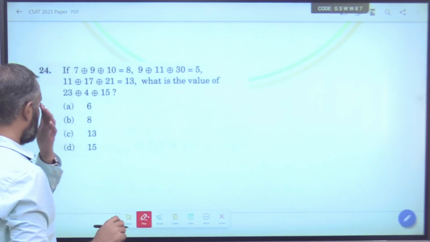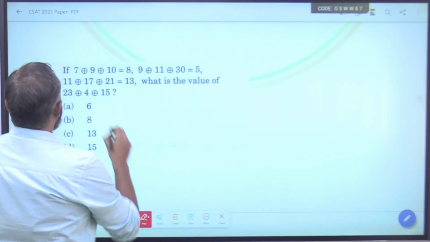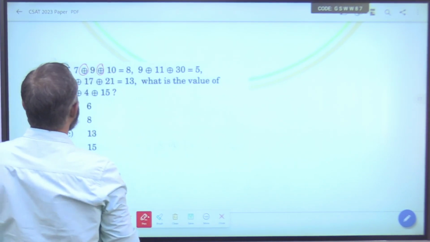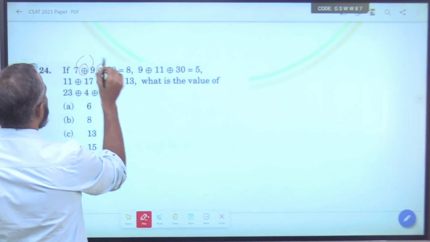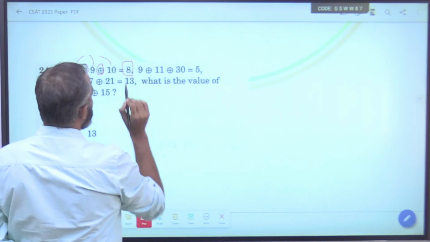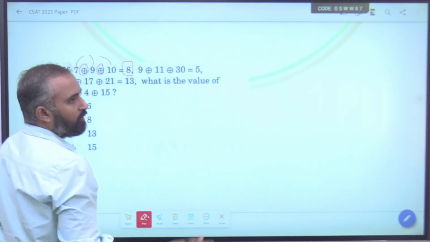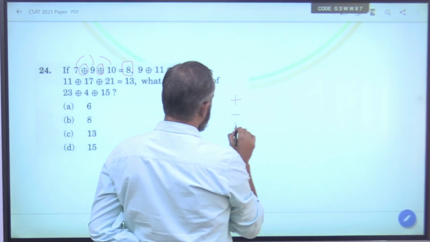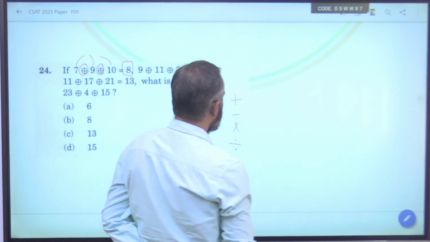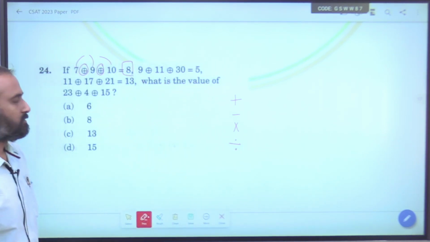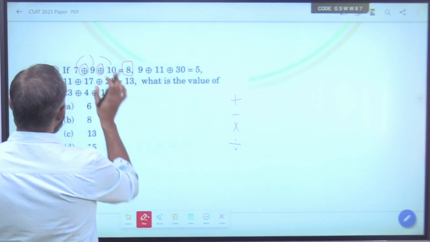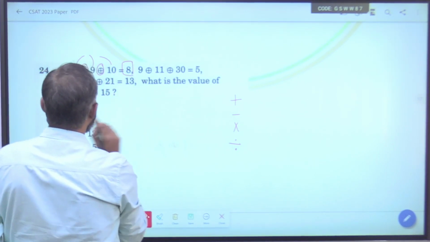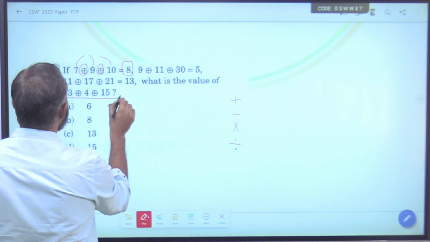Now, let us see. Okay, this is some mathematical operator that is being applied to numbers and we are getting a result. What are the mathematical operators we know? They are 4 only: plus, minus, multiplication, division. So, some mathematical operator is applied to all 3 numbers and we are getting a result. He is asking what will be the result.